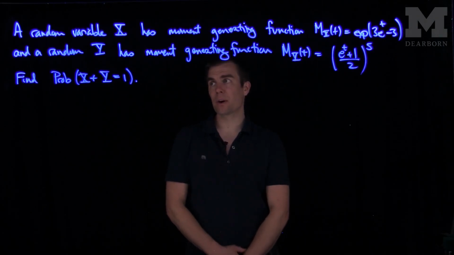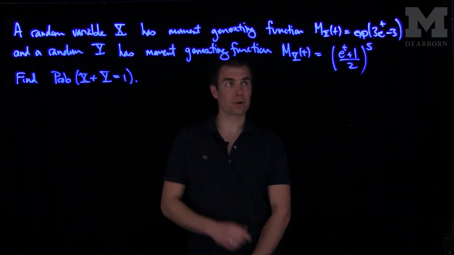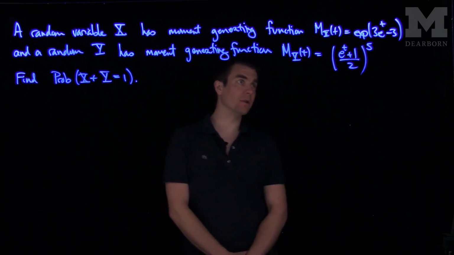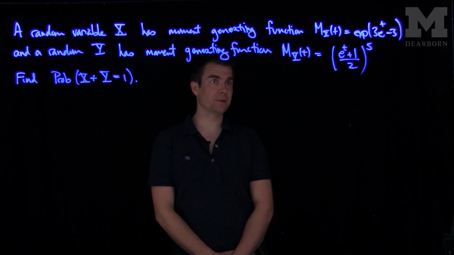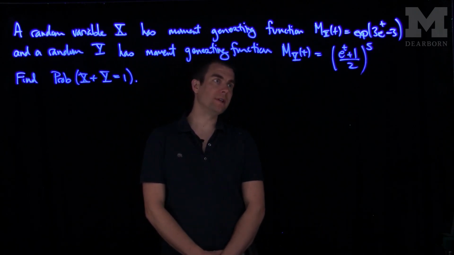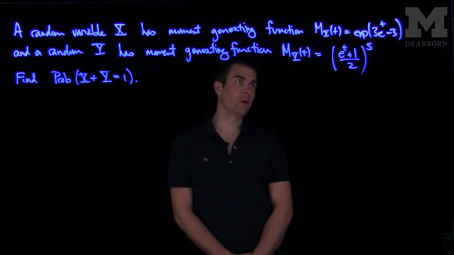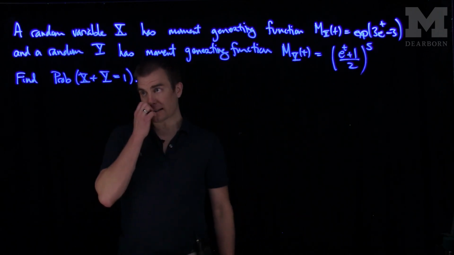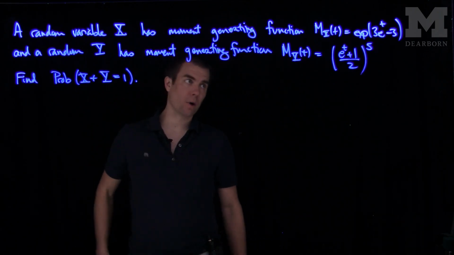In this problem we're given a random variable X that has moment generating function M_X(t) equal to the exponential of 3e^t minus 3, and a random variable Y that has moment generating function M_Y(t) equal to ((e^t + 1)/2)^5. We're asked to find the probability that X + Y is equal to 1.